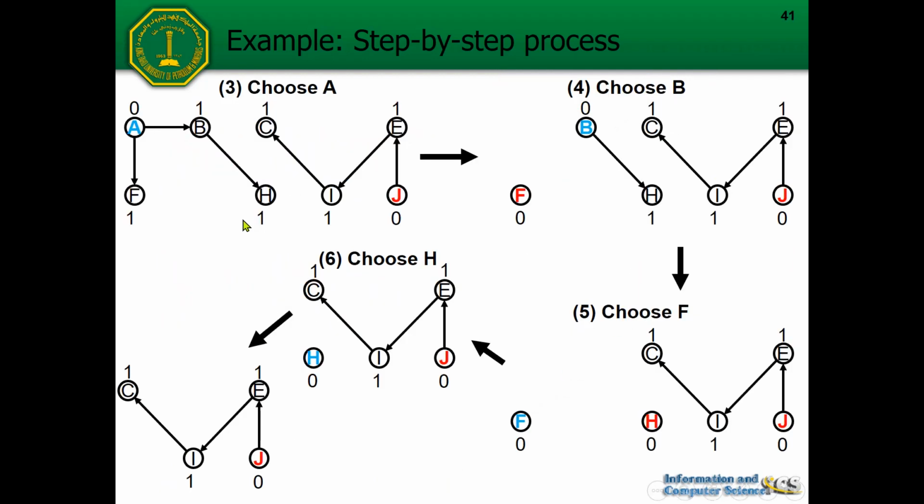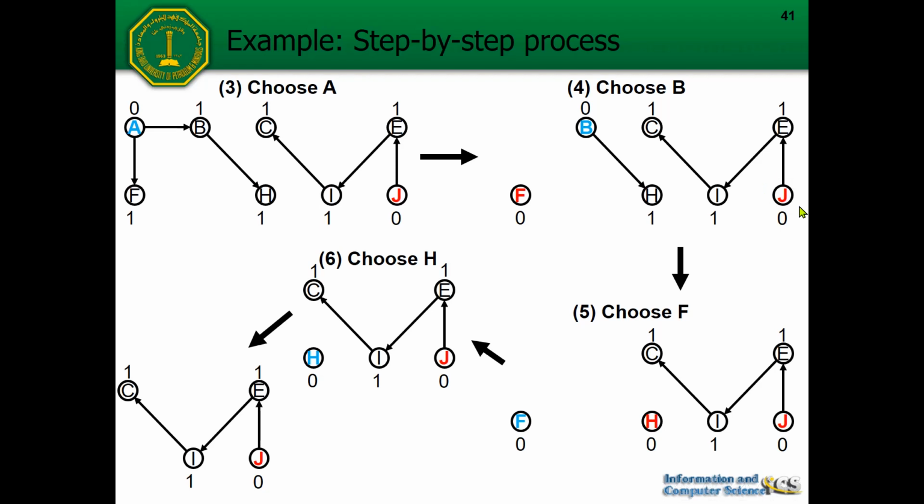This is the same graph as previously. Now we have A and J as the vertices with degree 0. For example, we choose A to be the next vertex in the sorting. Then we need to remove A, and also its emanating edges. So the output result will become like this. Now we recalculate again the degree for the vertices. Now we have F, B, and J as the vertices with degree 0.